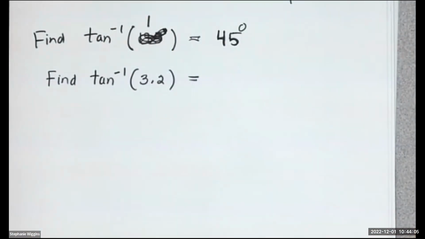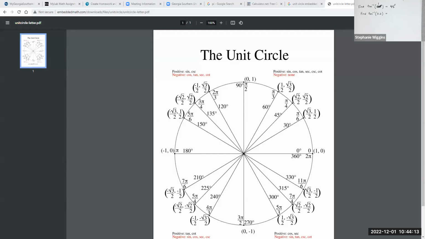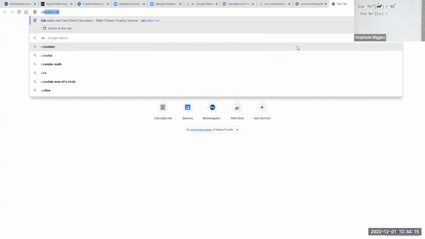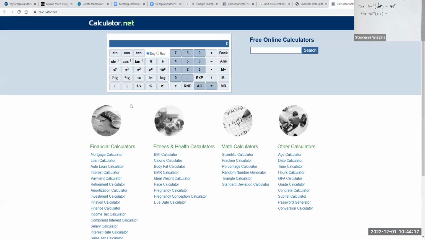Okay, so if you want to find tangent inverse of 3.2, let's do an example of that. So here's your tangent inverse function. And you just type in 3.2 and you can see it's 72.64 degrees. And that makes sense because this is in the first quadrant. It's got to be less than 90 degrees. So that makes sense.